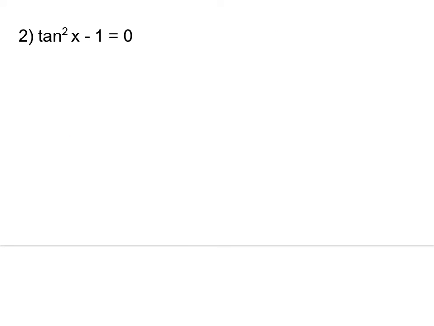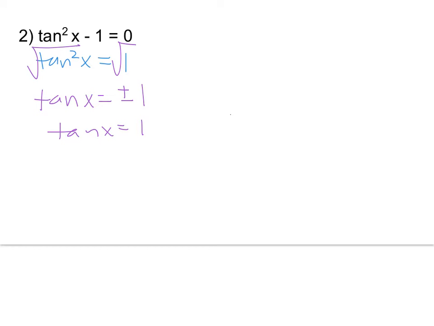Next. My first objective is to always get your trig function by itself so you know how to actually set up your equation. So I have to actually solve for my tangent first. So I have tangent squared x. I'm going to add the 1 over. To get rid of something squared, you take the square root. Once you take the square root of any number, this is the case for all math, you can have a positive or negative number. So I'm dealing with tangent equals positive or negative 1. So I'm going to split this up and write two equations. You don't necessarily have to, but I'm going to, just for the sake of it.